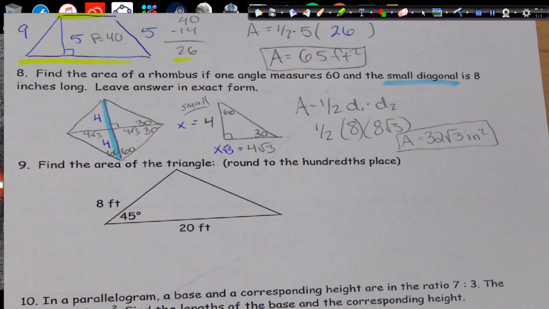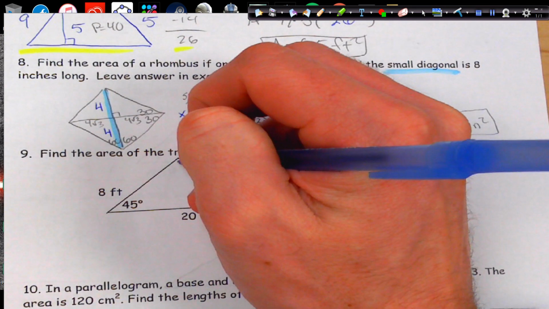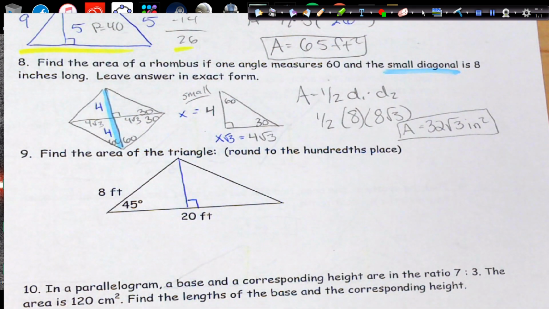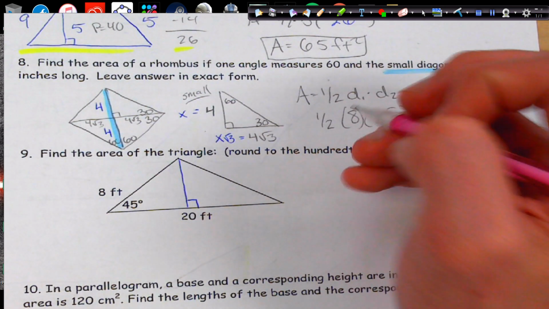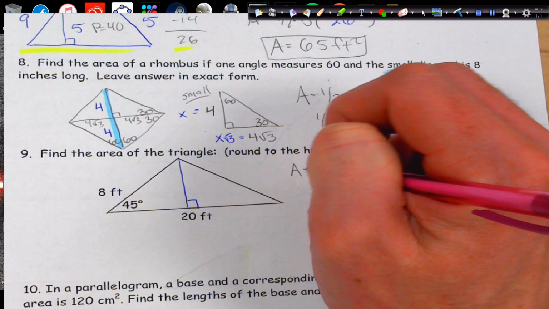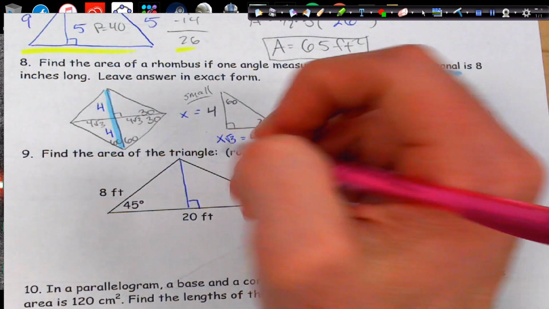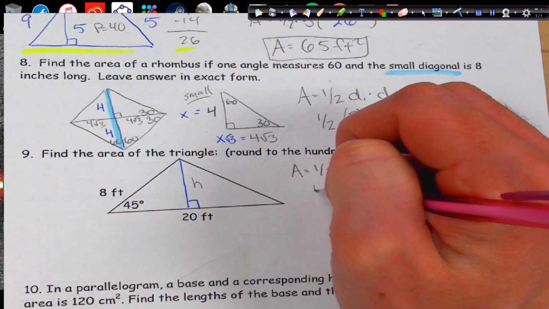All right. Number 9. This is one where we have to find a height. We don't have a height. It's not a special right triangle. The overall is not a special right triangle that we know of. And so what we're going to do is we're going to use the area is equal to 1/2 base times height. Now that I have a height, I don't know it, but I have one. I'm going to use 20 as my base because it's perpendicular.